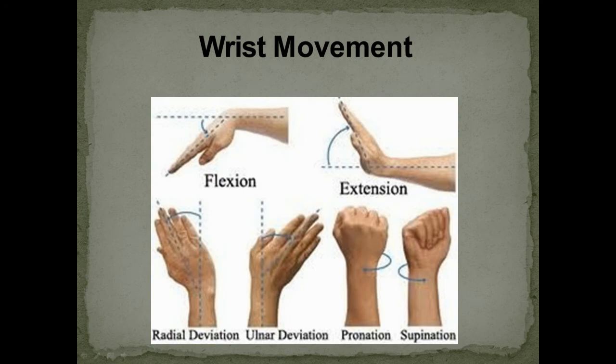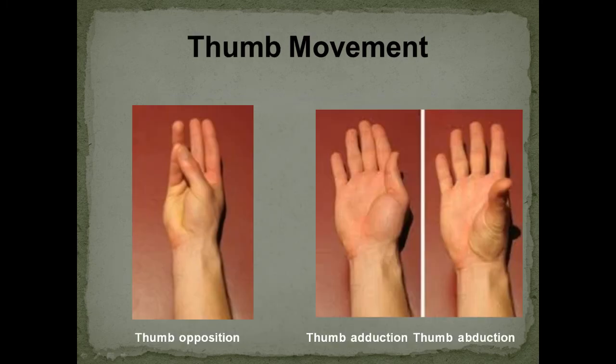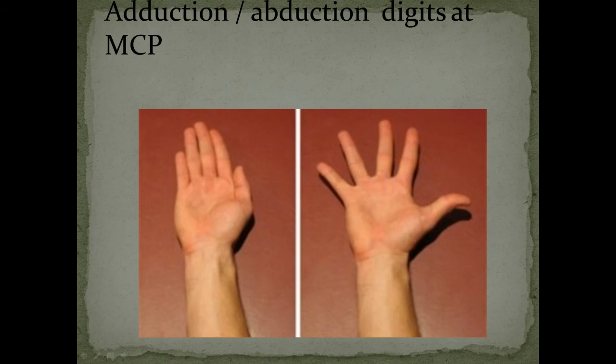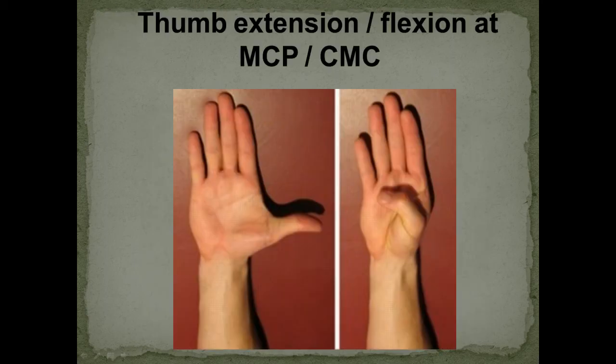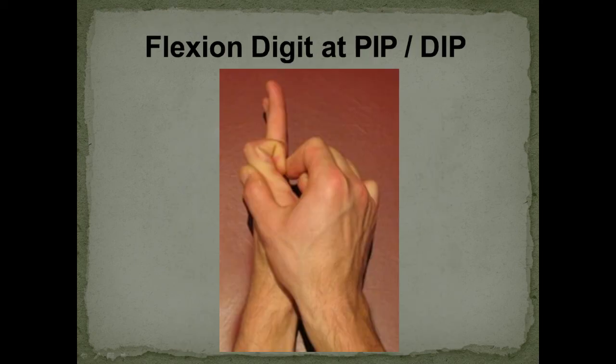You can see the wrist movements. So there are flexion, extension, radial deviation, ulnar deviation, pronation, supination. In this picture we can see more clearly the thumb position, thumb adduction, thumb abduction. These are adduction and abduction of the fingers. Thumb extension and flexion at MCP and CMC. Flexion of the digit.